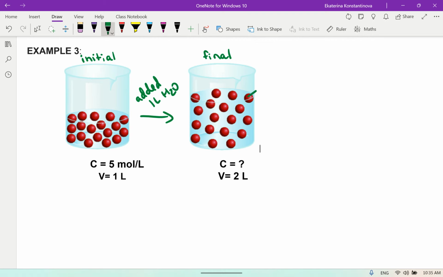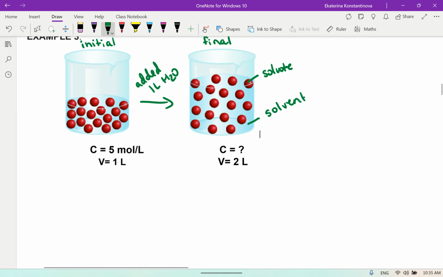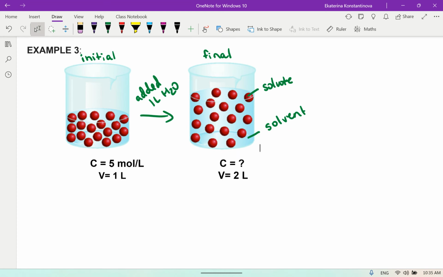Remembering that these red circles represent your solute, and the solution that it's in, or your solvent, is your water, for example. I'm going to write this as your solvent because it's not always water. So I've given you the values. Pause this video, try this calculation with your C1V1 equals C2V2 equation.